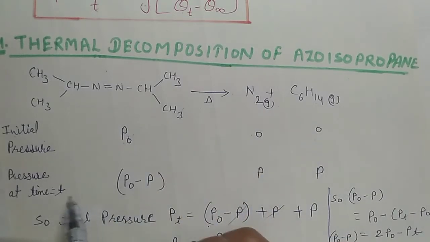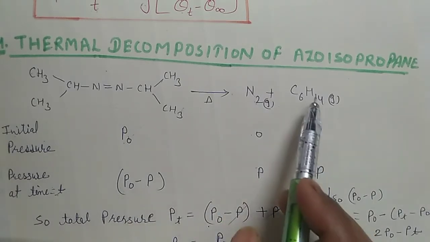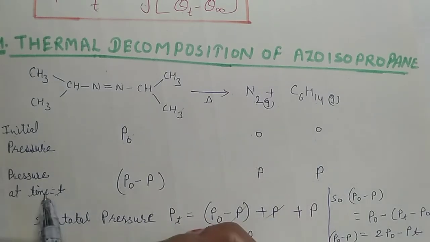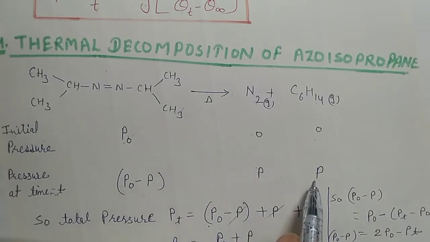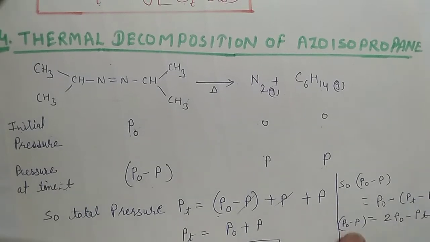So there at time T the pressure will be P0 minus P, and the pressure of N2 will be P, and the pressure of hexane will also be P. So the total pressure at time T, Pt, will be equal to P0 minus P plus P plus P. Then P and P cancel out. So Pt will be equal to P0 plus P. Okay, this is the total pressure, or we have to calculate the value of this.